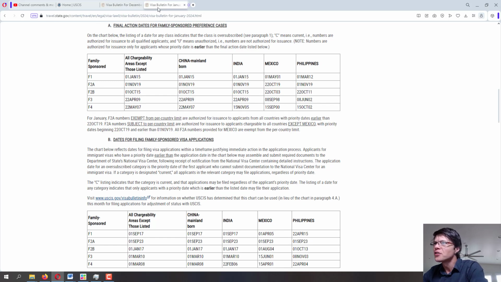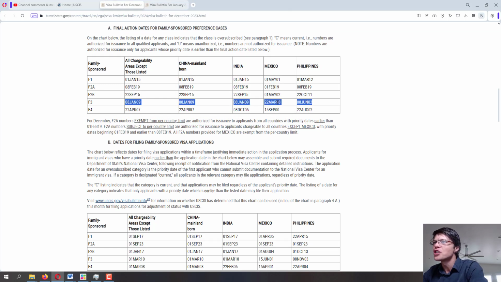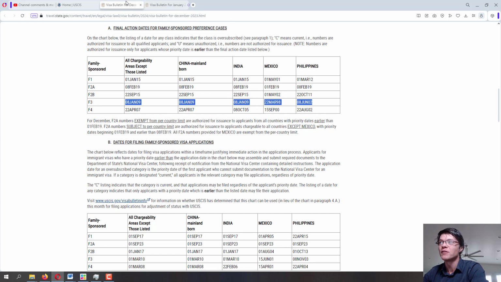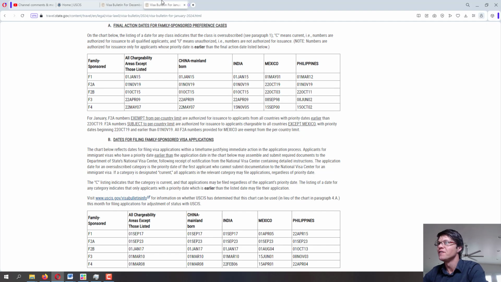For Mexico, looks like there is movement from March 98 to September 98, which is, so March is 3rd month, and then September is 9th month. So 6 months movement for Mexico. Awesome. And Philippines, unfortunately, no movement for Philippines for F3. I wonder what's going on for the Philippines chargeability area, but looks like it is the same thing, no movement.